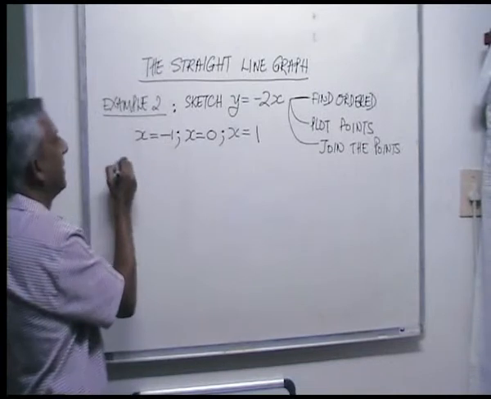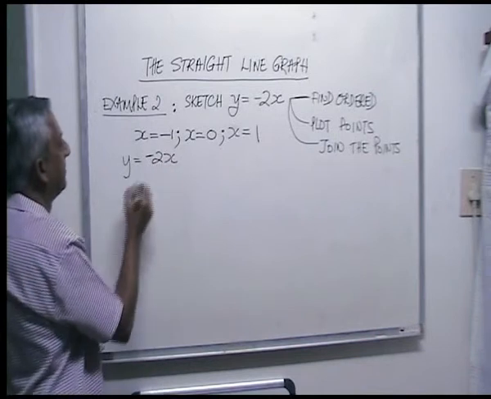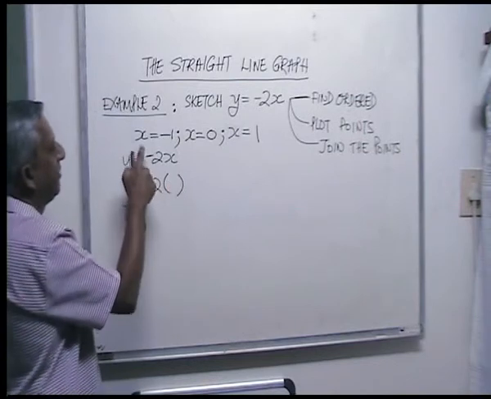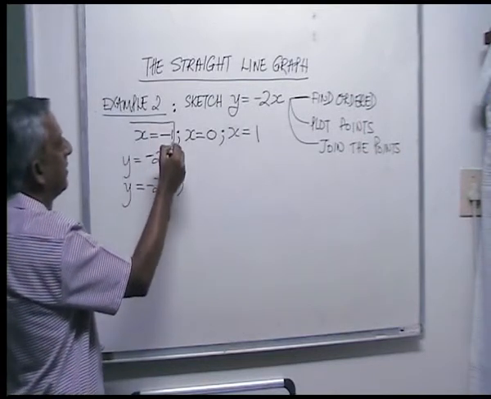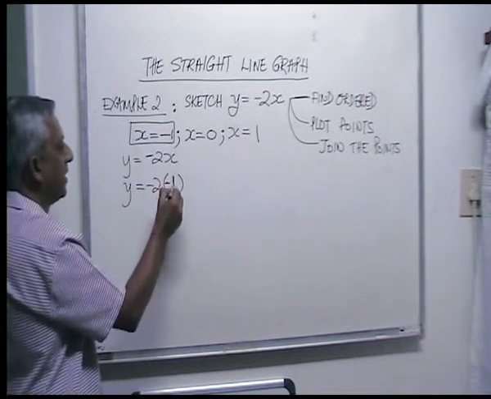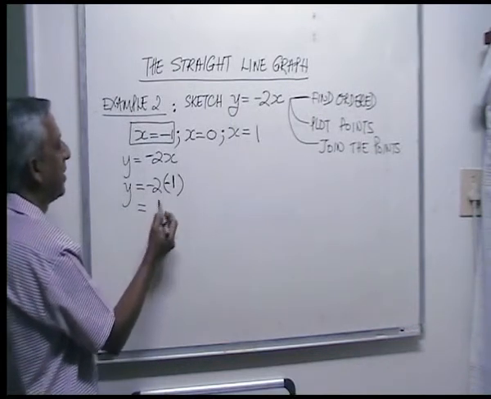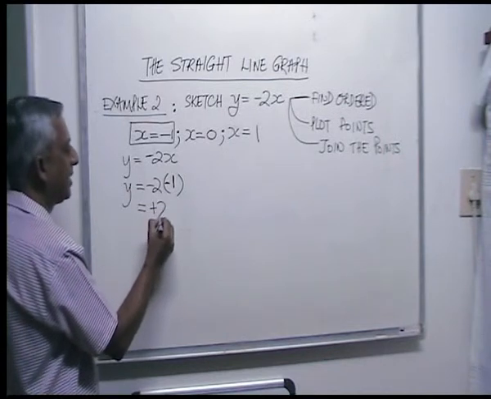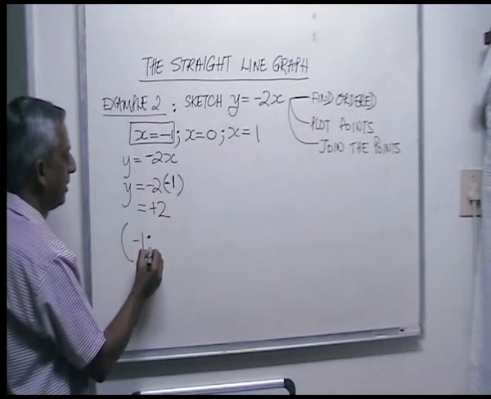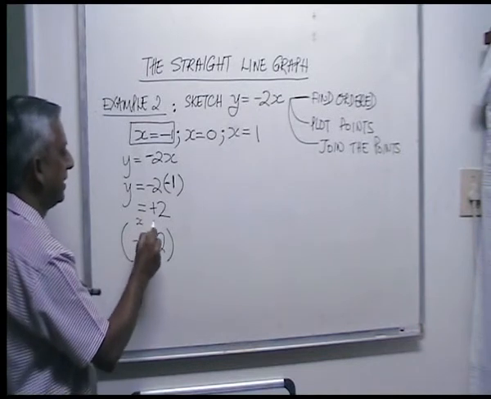Now you write the question down. y is equal to minus 2x. So y is equal to minus 2 times x. The first number we've chosen is x is equal to minus 1. So here will be minus 1. Now be careful. You've got minus 2 times minus 1. That will give you plus 2. So your first ordered pair now is (minus 1, plus 2). There's your x and there's your y.